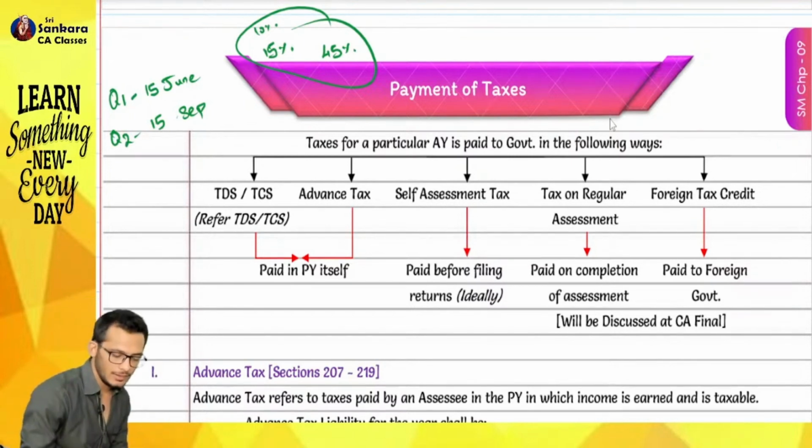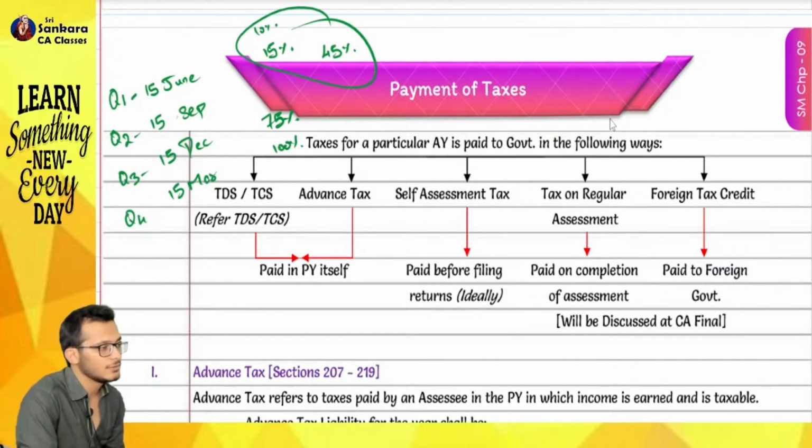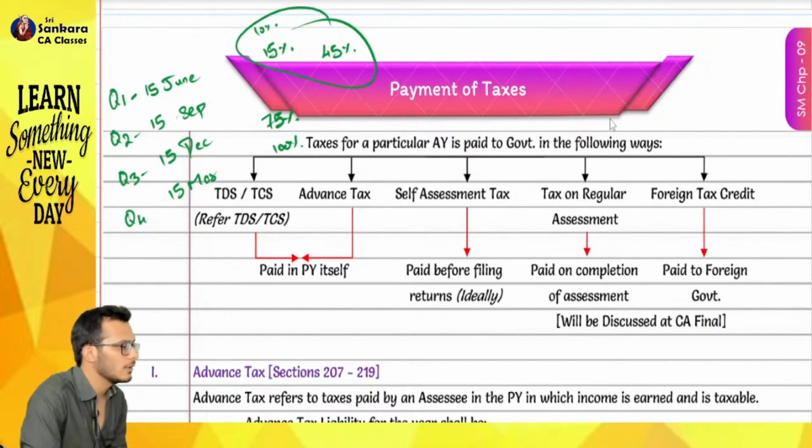Clear? Next, quarter 3, 15th, you will pay 75%. Quarter 4, you will pay 100%. Clear? So in quarter 1, you need to remit cumulatively 15%. Quarter 2, you need to remit cumulatively 45%. Quarter 3, you have to cumulatively remit 75%. And quarter 4, you have to cumulatively remit 100%.